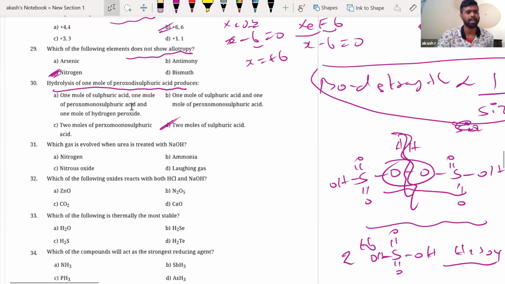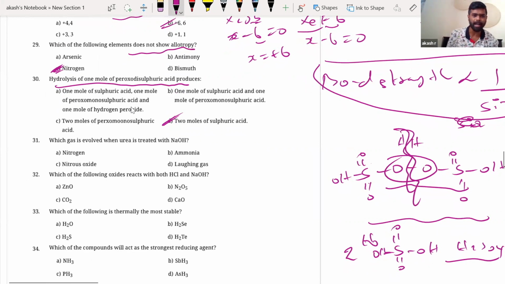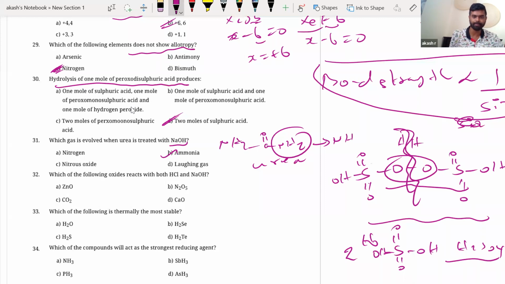Okay. Next, which gas is evolved when urea, NH2CONH2, this is urea, is treated with NaOH? Okay. So definitely the answer is going to be ammonia. Ammonia NH3 will be evolved. Even though you don't know the reaction, I'm just looking at the structure and guessing the answer. NH2 is there, it can easily form NH3. So ammonia should be the proper answer.